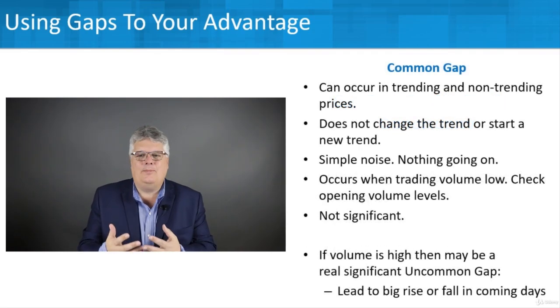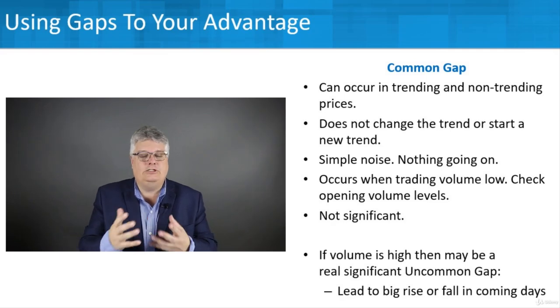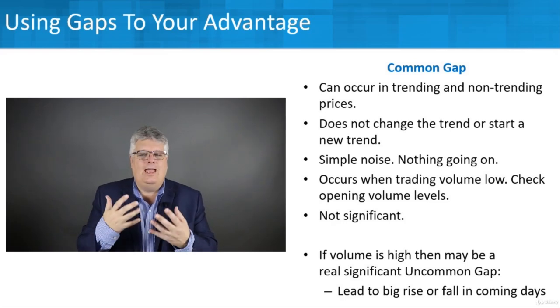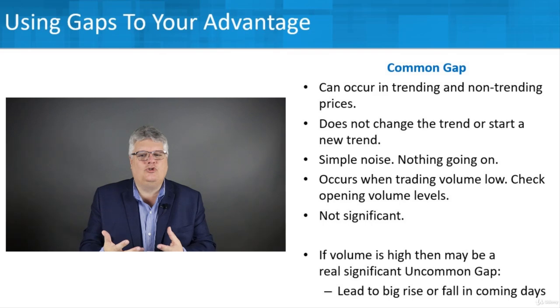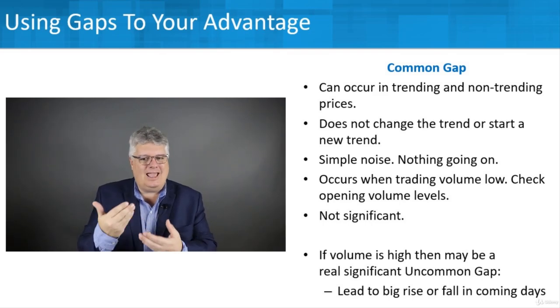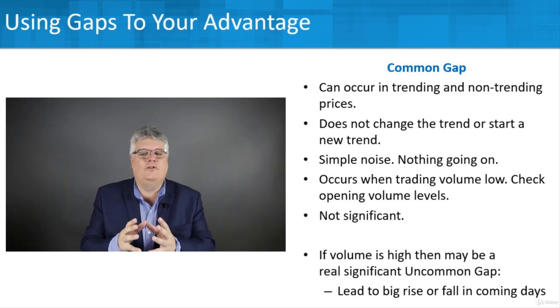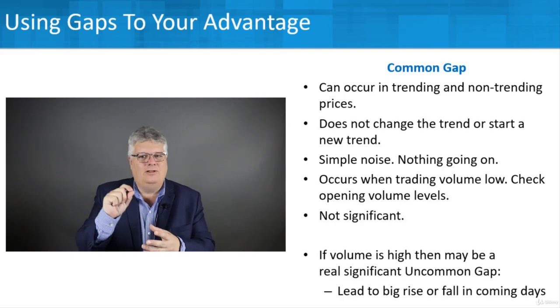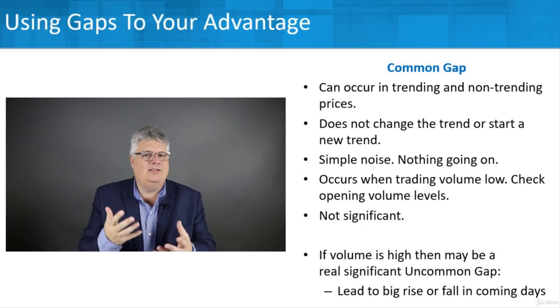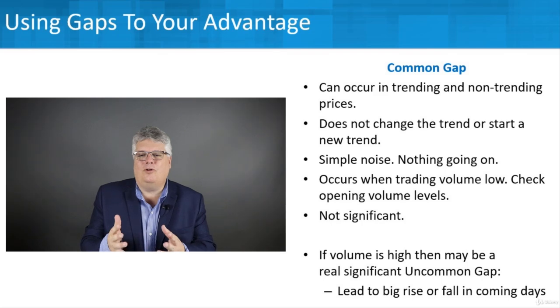A common gap is something that can occur in trending or non-trending prices, so it can occur in either one. And a common gap doesn't change the trend or start a new trend. It's common, nothing's really going on. There's a gap, yes, but it's not going to make a big difference. It's not going to change the trend or start a new trend. Those are the things we're really watching for. It's simply noise, nothing's going on. It might be a little flutter up or something like that because of some announcement or a rumor or something.